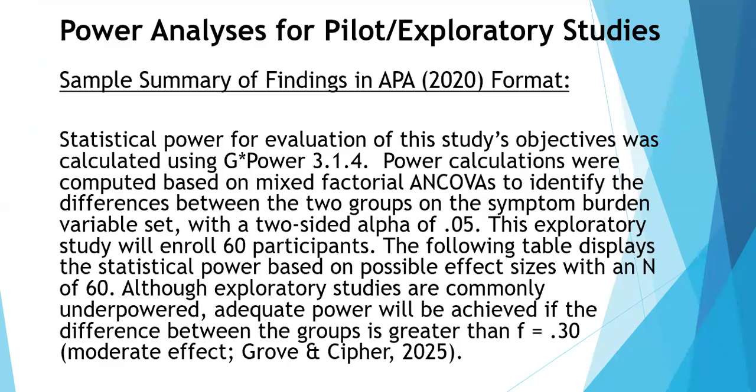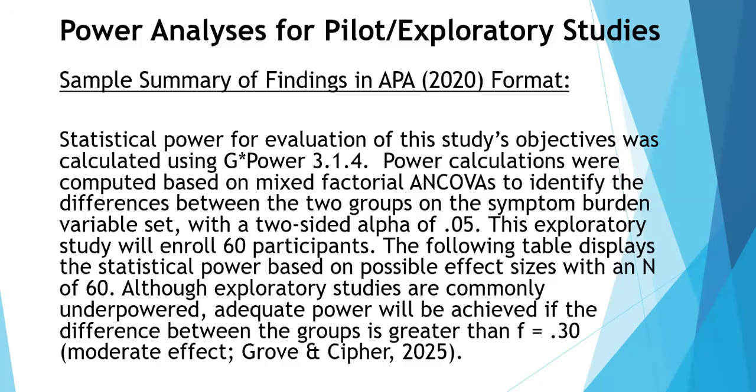or exploratory study. So we're listing the software used to perform the power analysis. We're listing the type of analysis anticipated. Here is an example using mixed factorial analysis of covariance. And we're listing the alpha of 0.05. And we're listing the fixed sample size of 60 participants. So in this hypothetical example, the researcher can feasibly enroll 60 participants with their limited resources and timeline.